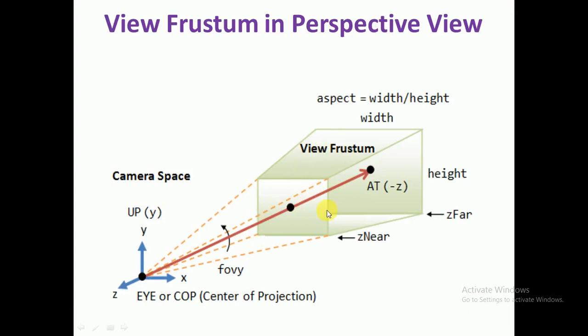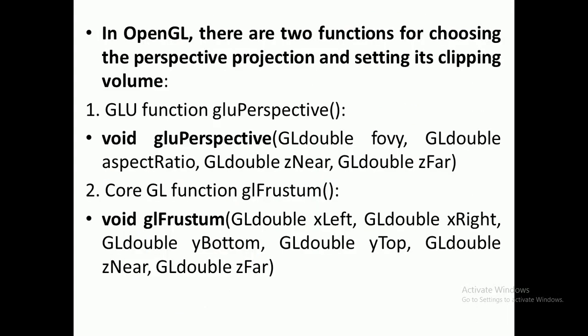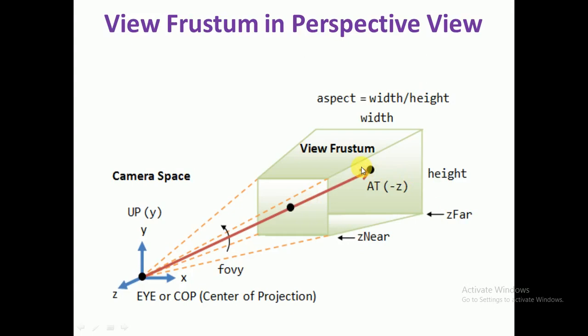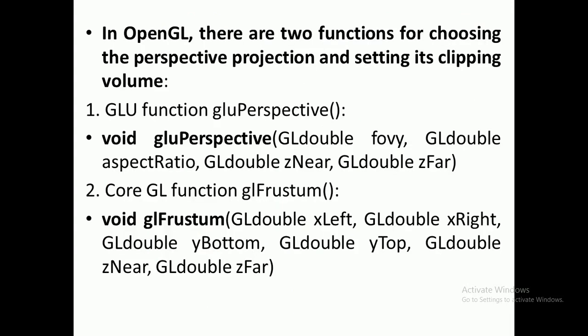To set this, we have what is called a perspective. OpenGL supports APIs for doing this. There are two types of API functions for choosing the perspective projection and setting its clipping values. Perspective projection means nothing but clipping. We are clipping here, which means whatever is outside our range, we will clip out. Same thing we have done in 2-dimensional. Then to do this, OpenGL supports two types of functions.